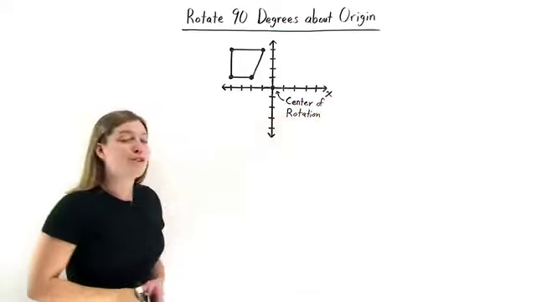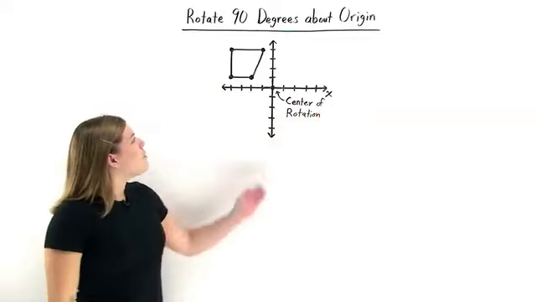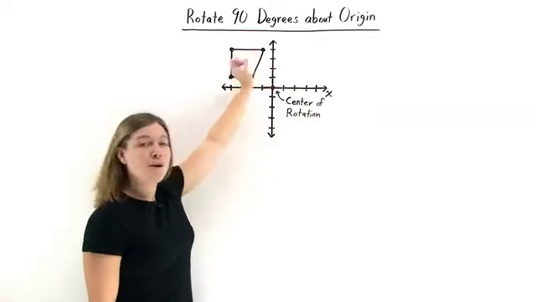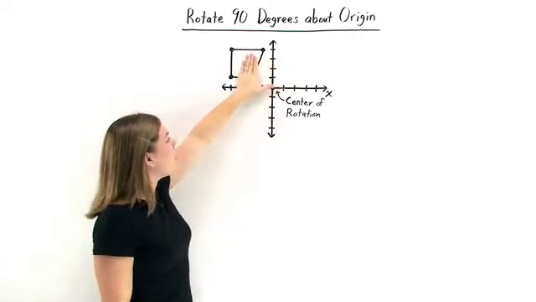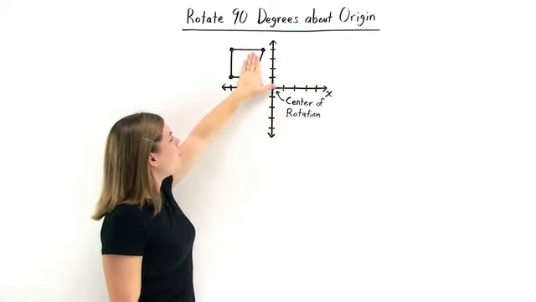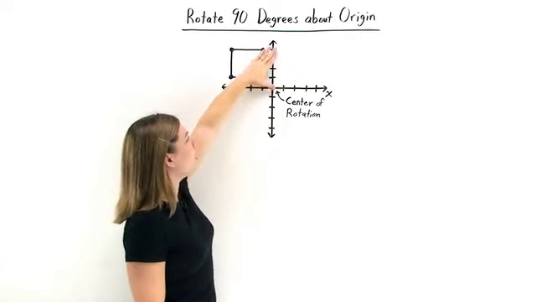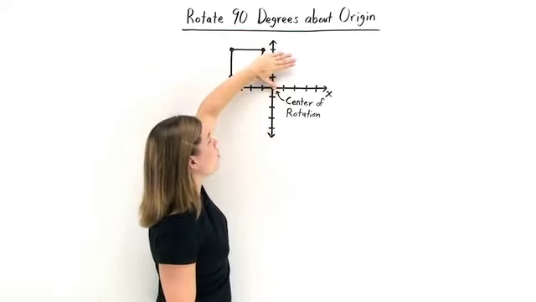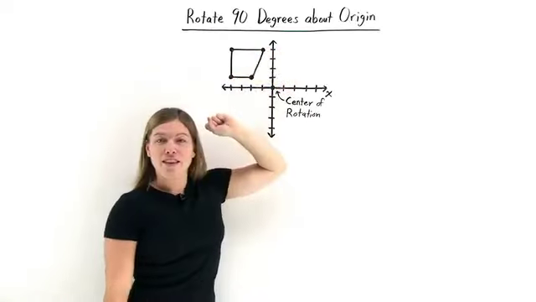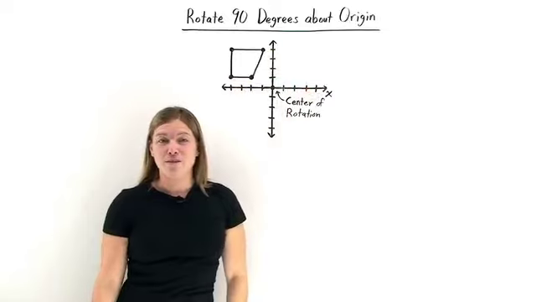Now let's take a closer look at this rotation. We want to take this figure here and rotate it around the origin. So here, we actually want to take our figure and rotate it 90 degrees around the origin. It will end up like that, somewhere in quadrant 1.